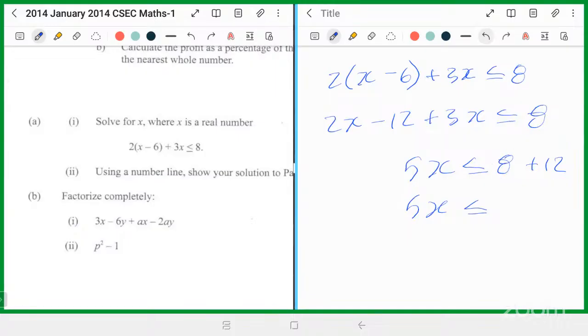12 and 8 is 20. Then divide both sides by 5. That's a positive number we're dividing by. So you divide by 5, we get x less than or equal to 4. And that's the answer.